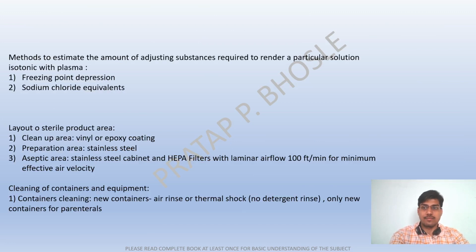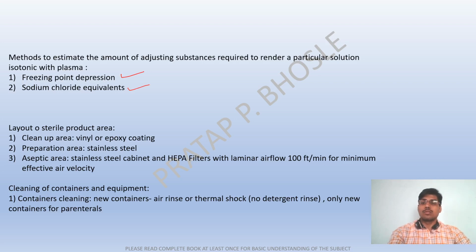Next is the methods to estimate the amount of adjusting substances required to render a particular solution isotonic with plasma. अगर कोई solution आपको isotonic करना है अपने body के plasma से, तो क्या use करेंगे? What will we use to make it isotonic? Freezing point depression method and sodium chloride equivalence.